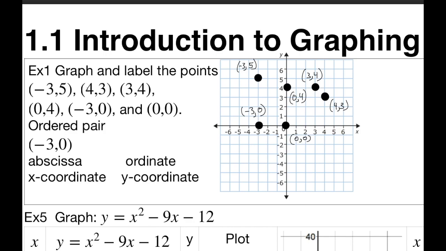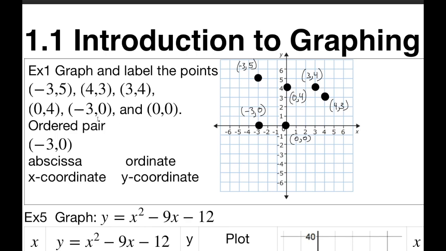So if you want to do 4, 3, that would be start at 0, 1, 2, 3, 4, and up 3: 1, 2, 3, and here's the point. If you switch the order of those, then you remember you might have to go 3 to the right and then 4 up. 0, 4, these are all the trickiest ones. 0, 4 is going to be something where you go left, right, 0, and then you go up 4: 1, 2, 3, 4, and here it is.